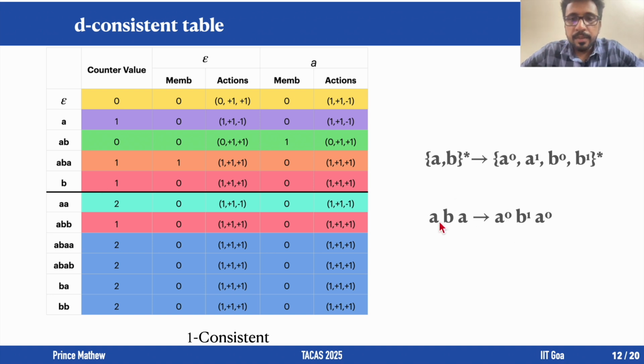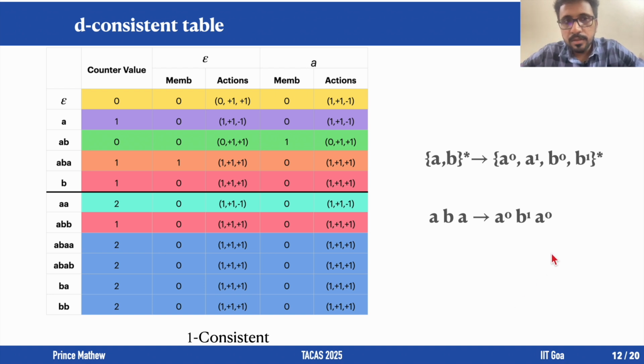So initially, before reading the first A, your counter value is 0. So your first A will become an A0. After reading the first A, your counter value has become 1. So the next B will become a B1. After reading AB, your counter value is 0. So the last A will become an A0. So you do that for all the words in your table during your learning algorithm.